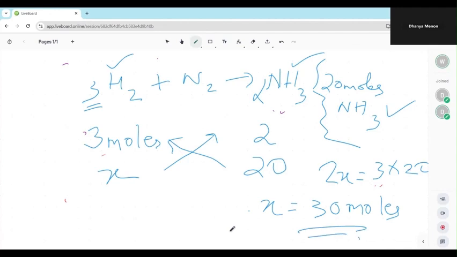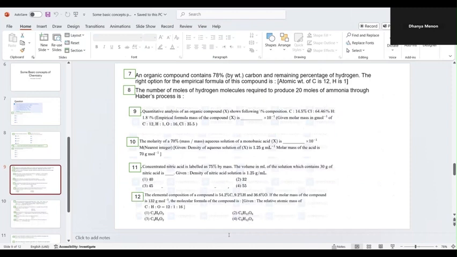Okay, so this is how you use the stoichiometric equation from the information given and asked. Coming to the next question. This is again a question on empirical formula. A lot of questions on empirical formula are asked in JEE and NEET. At least one question you will definitely find.